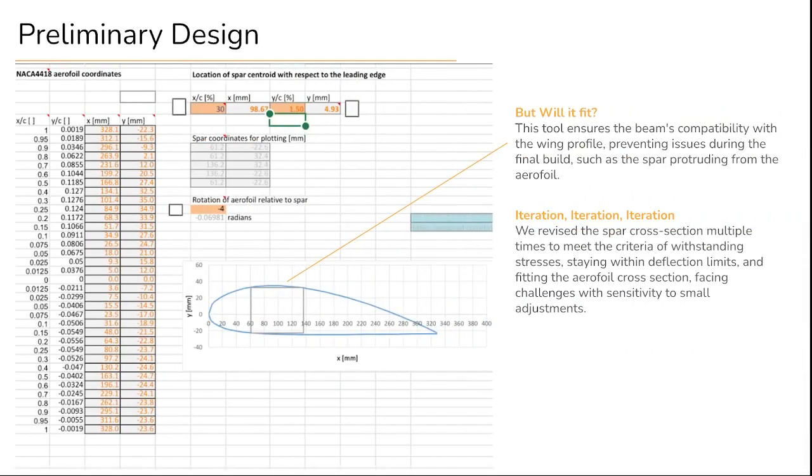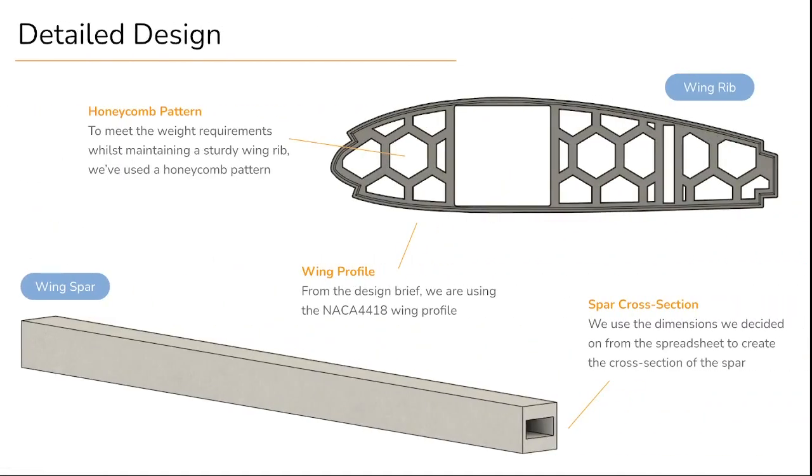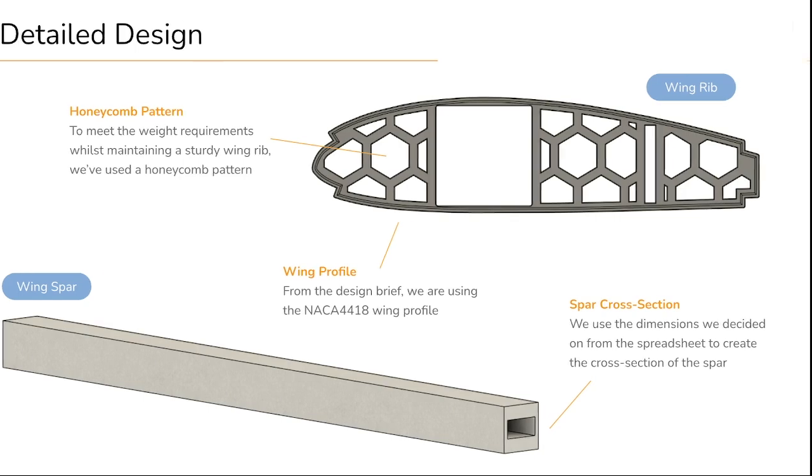It is critical that the spar fits within the wing profile. This tool aids in displaying and avoiding problems caused by the spar protruding from the aerofoil. We trialled several spar revisions to find a design that prevents this problem. The spreadsheet provides all dimensions and information for our wing, which can be used to design it in CAD before physical prototyping. This saves time and money by allowing for iterative design changes due to discovered issues.